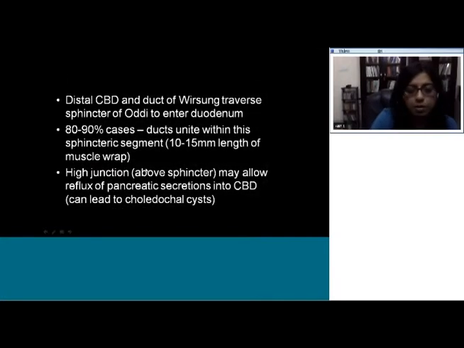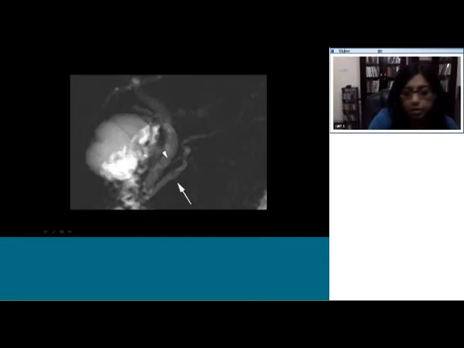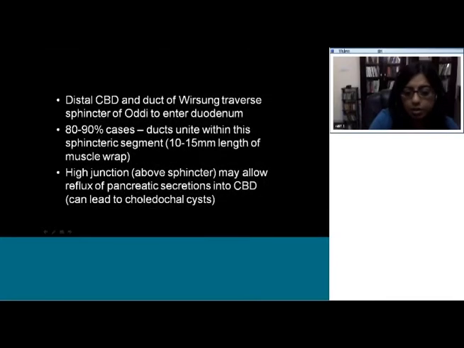So the distal CBD and the duct of Wirsung traverse the sphincter of Oddi to enter the duodenum, which is here, right here. In 80 to 90%, that's majority of cases, the ducts unite within the sphincteric segment of the duodenum. That leads to about 1 to 1.5 centimeters length of muscle wrap. If they join high above the level of the sphincter, that allows reflux of pancreatic secretions into the CBD and can predispose to choledochal cysts.